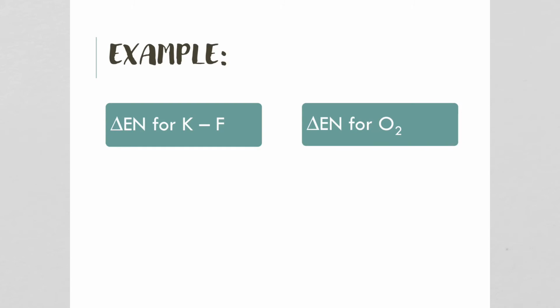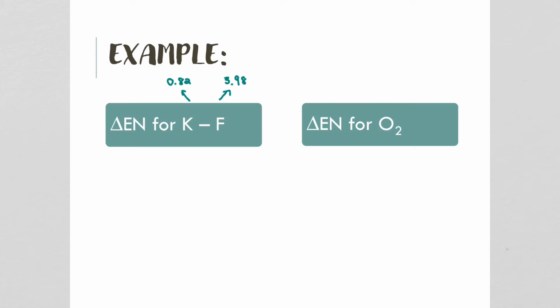So now we'll practice with a couple of examples to figure out their delta ENs. The first one, we're being asked to take a look at KF. The electronegativity for potassium, and we'll look that up in our data booklet, is 0.82, and the electronegativity for fluorine is 3.98.